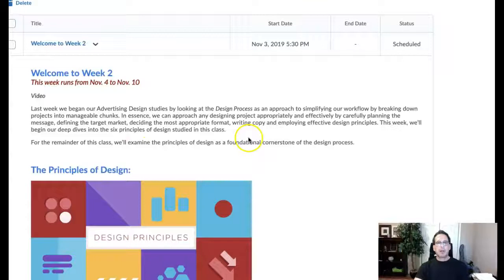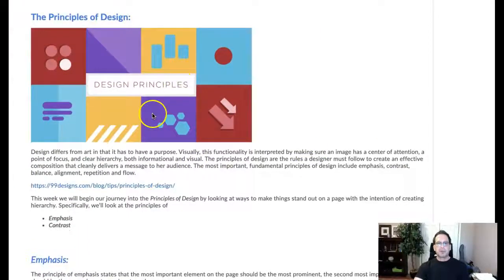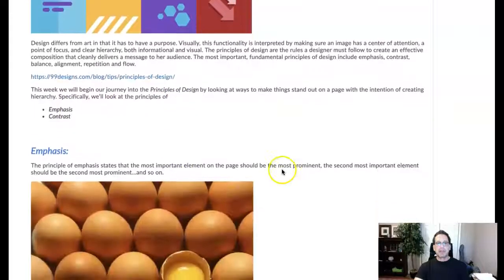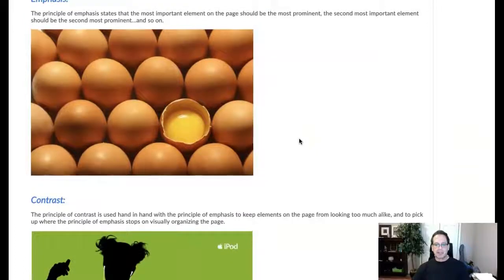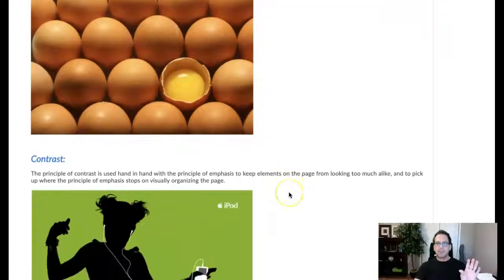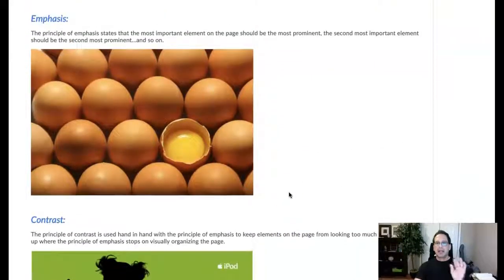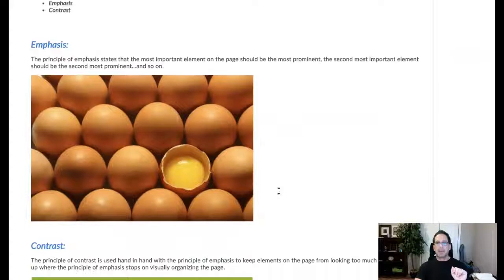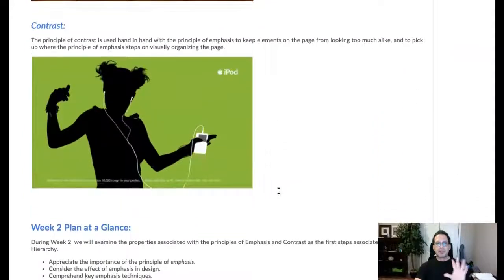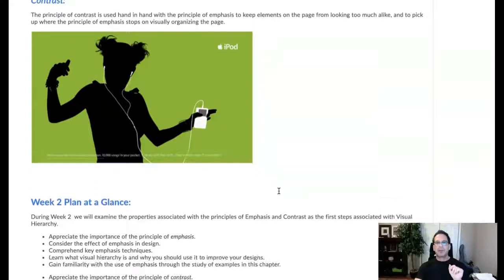So in this welcome to week two announcement, we have basically this introduction of the principles of design. As I said, we're starting with emphasis and contrast. There's a couple of examples of both emphasis and contrast. It's important to note that emphasis and contrast are very, very closely related. So I want you to spend some time this week really learning to decipher the differences between emphasis and contrast. As I said, they go hand in hand, there are some inherent differences, and it's incumbent upon the student to understand those differences as we work through the principles of emphasis and contrast. So be sure that you're really specifically clear on those differences.